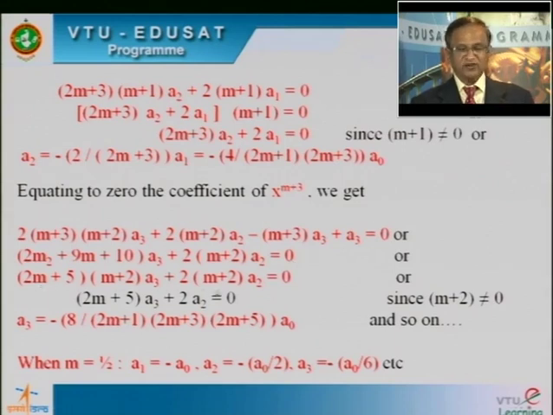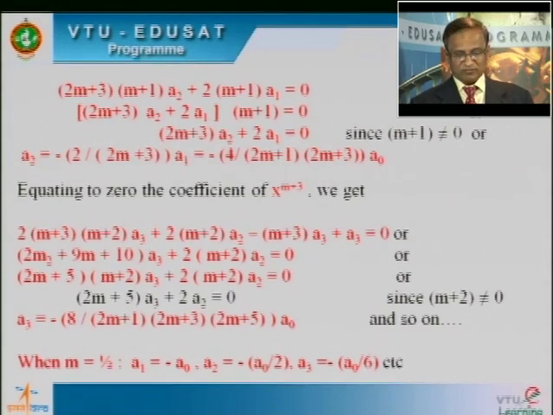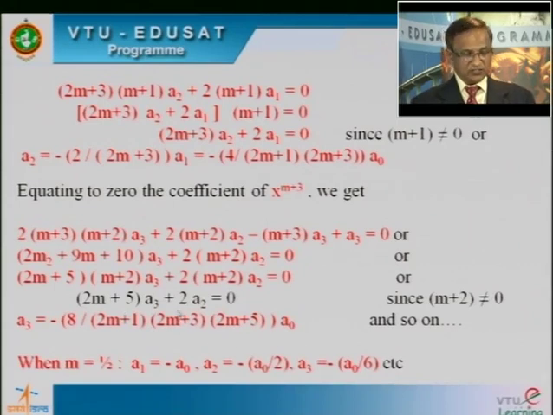Or again you can write it in this form. The same thing can be written as (2m plus 5) a3 plus 2 a2 is equal to 0, because m plus 2 is not equal to 0. So from this you can write down the value of a3. (2m plus 5) a3 is equal to minus 2 times a2. Then you can divide by 2m plus 5. I hope you can obtain the value of a3 in terms of a2. But a2 is also known, so you can substitute the value of a2. Finally, you will get a3 in terms of a0, and so on.